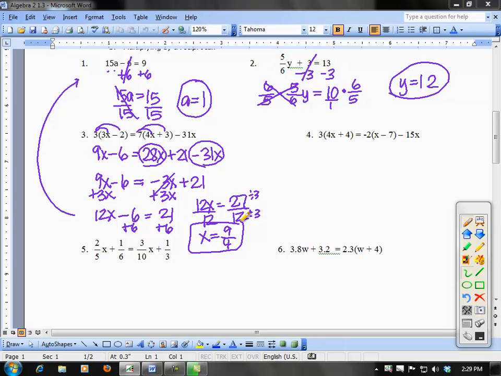Okay? So once you get variables on both sides, I think personally the easiest way is to find the smallest x and move that over.